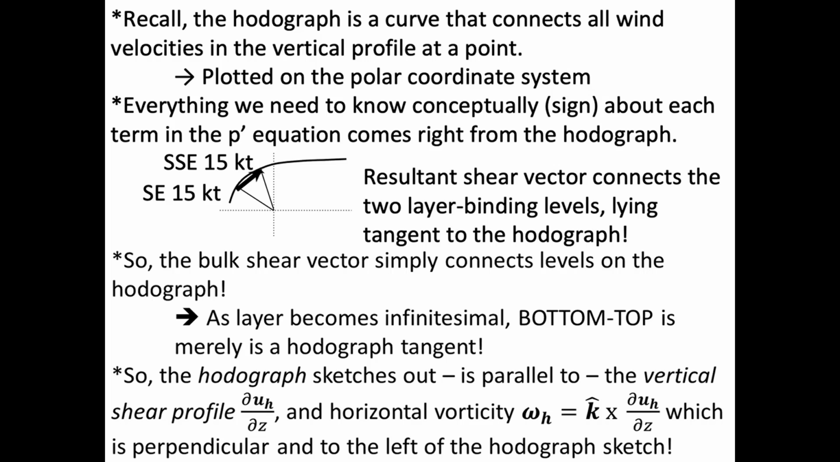So not only is the hodograph plotting each level of wind velocity, but we're getting the shear profile, and we're getting the vorticity profile. Again, when we stick our index finger in the k hat direction, and we put our middle finger down the hodograph for the shear vector, then our thumb, using the right-hand rule, will stick to the left of the hodograph. You can try that out on your own if you'd like, representing the horizontal vorticity vector, which will always be perpendicular and to the left of the hodograph sketch. This is very powerful. The hodograph demonstrates so many different concepts simultaneously.